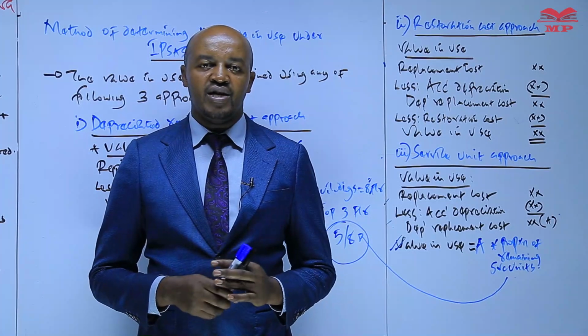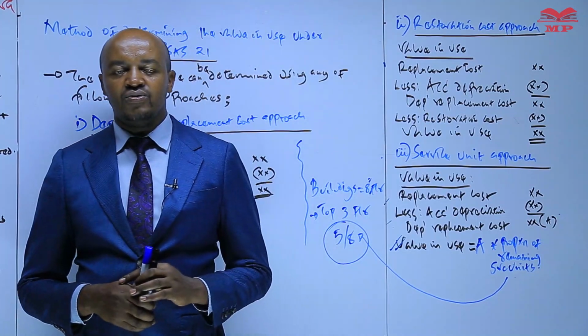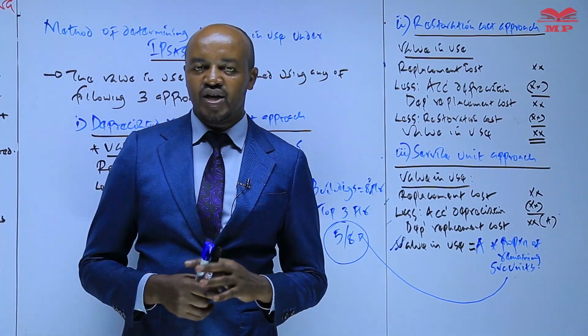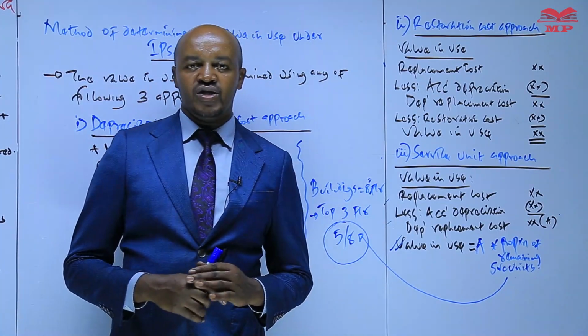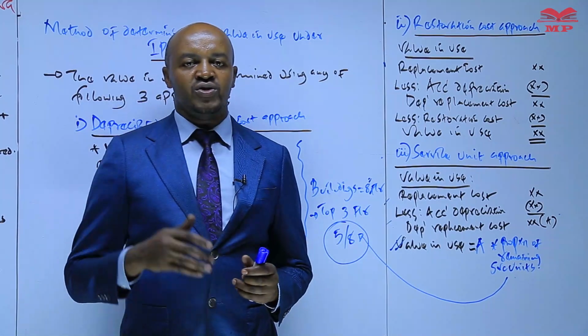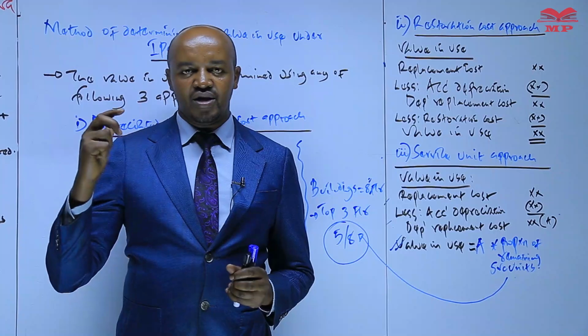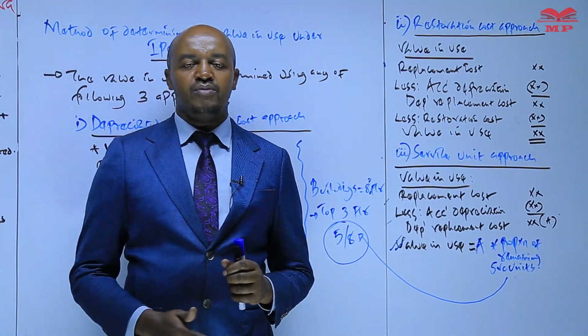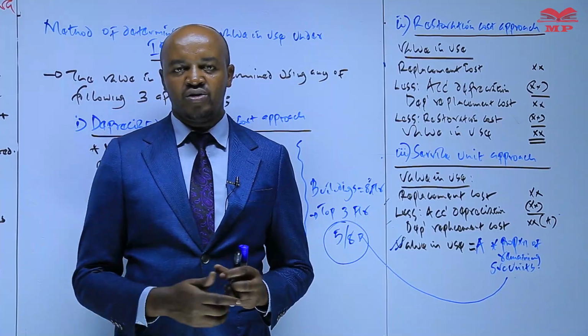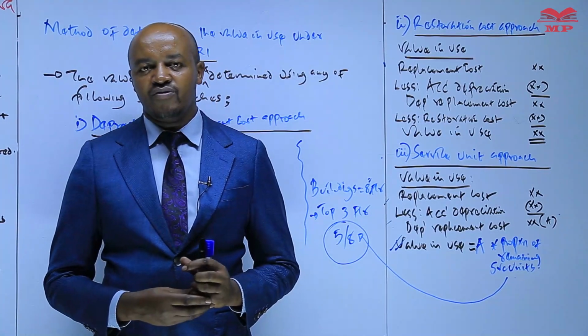For now, I want us to stop at that point. Once we meet in our next session, I want us to look at some illustration questions based on past paper questions regarding how to determine the impairment loss under those 3 approaches: the depreciated replacement cost approach, the service unit approach, and also the restoration cost approach.